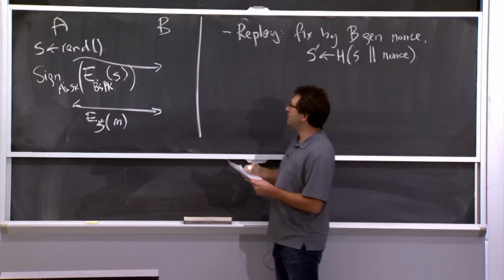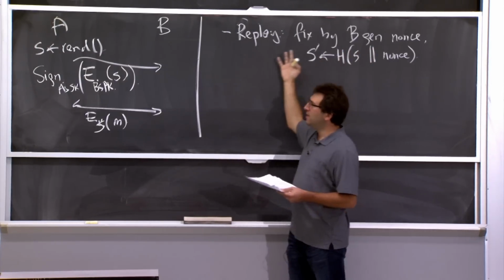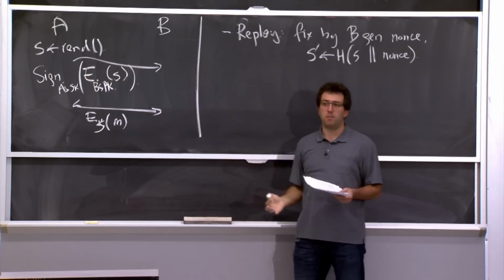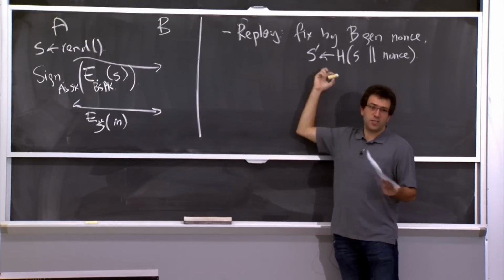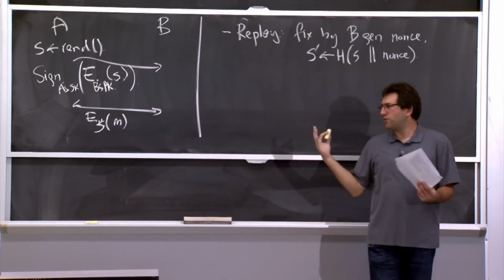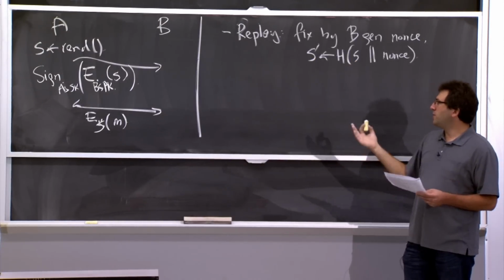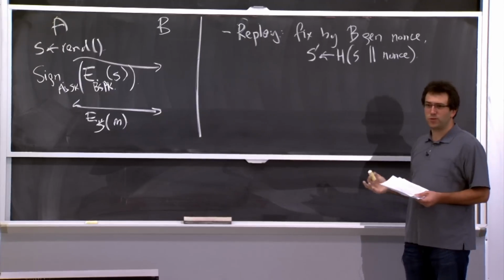Another thing you could do is rely on encryption. So maybe B could send the nonce back to A, encrypted under A's public key, and then only A would be able to decrypt the nonce and generate the final session key S prime. So there's a couple of tricks you could do. And this is roughly how client certificates work in web browsers today.